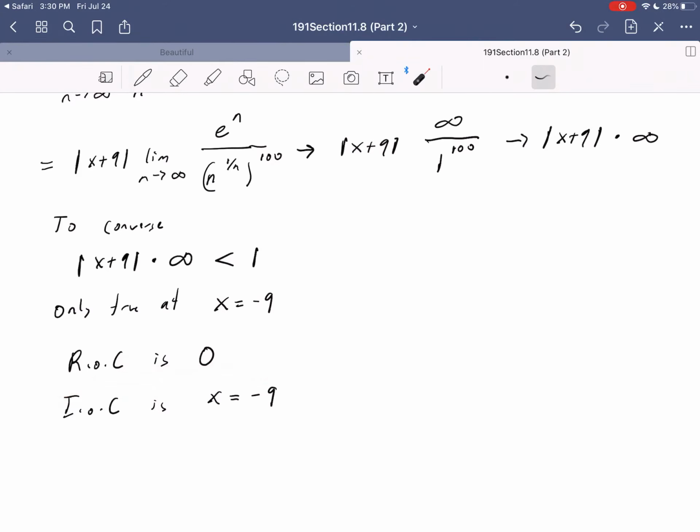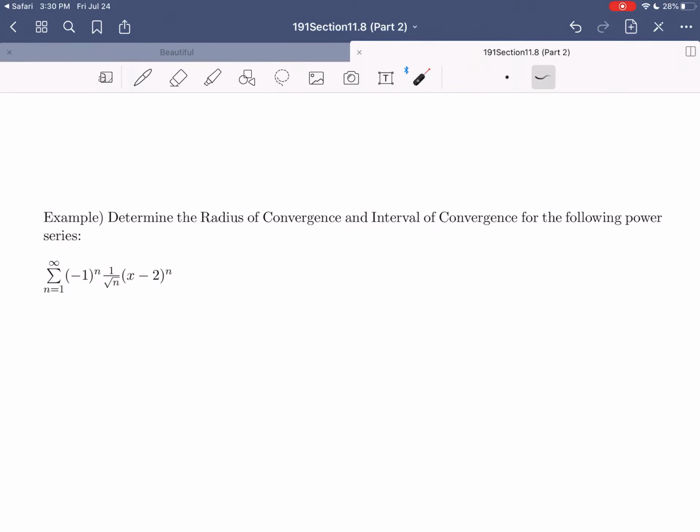Okay, let's wrap all these up with just one last example of determining the interval and radius of convergence. So we'd like to determine the radius of convergence and interval of convergence for the power series, the sum from n equals 1 to infinity of (-1) to the n, 1 over root n, times (x minus 2) to the n.